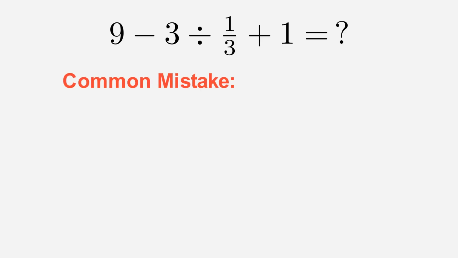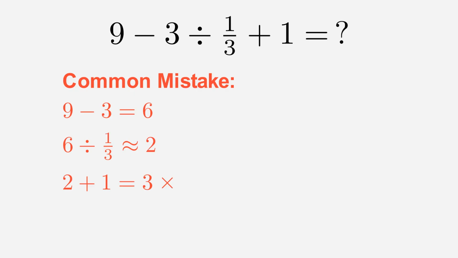Most people do this. 9 minus 3 is 6. 6 divided by 1/3. They get confused and guess something like 2. Then plus 1 makes 3. Final answer, 3. That's not even in the same universe as the right answer.